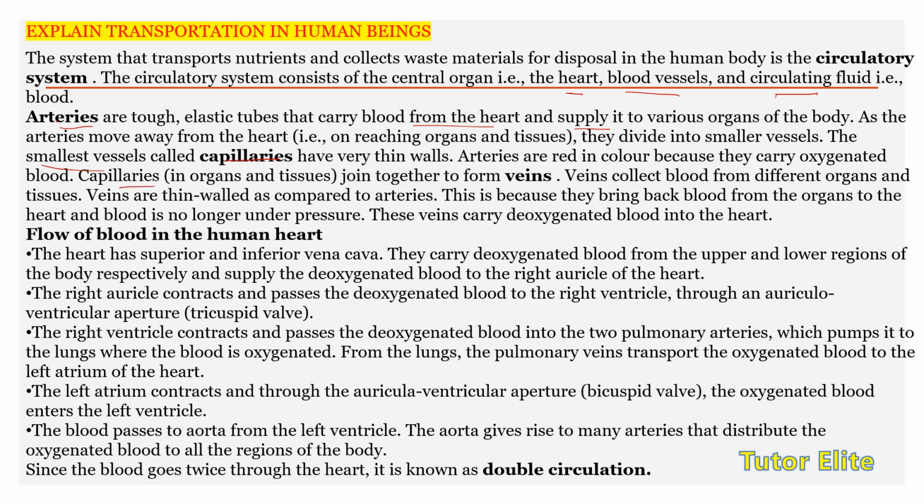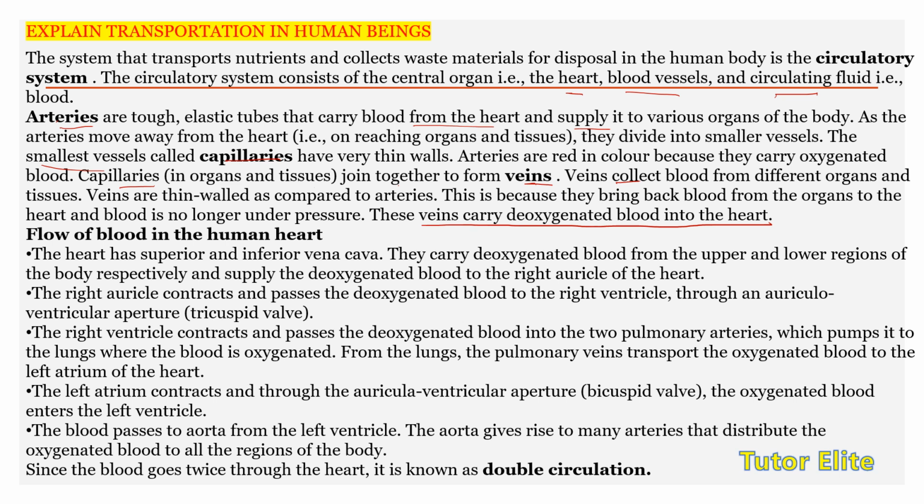Okay, capillaries in organs and tissues join together to form veins. Yes, capillaries join together to form veins. Veins collect blood from different organs and tissues. Okay, veins are thin walled as compared to arteries. This is because they bring back blood from the organs to the heart and the blood is no longer under pressure. These veins carry deoxygenated blood into the heart.